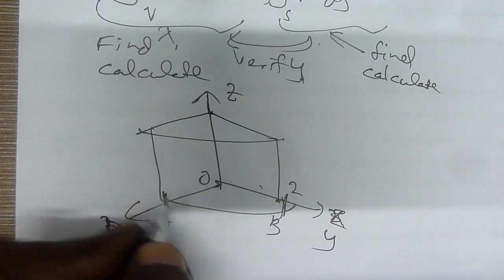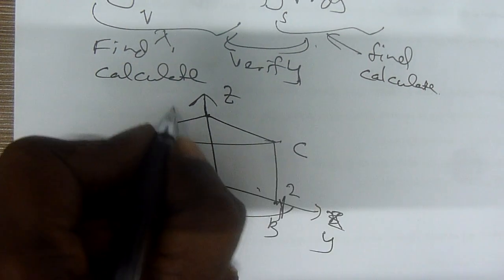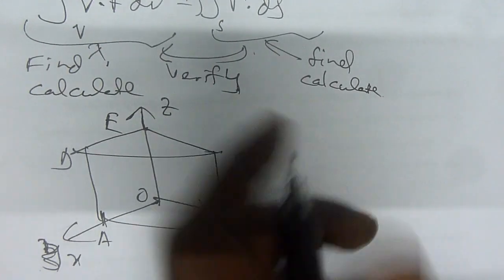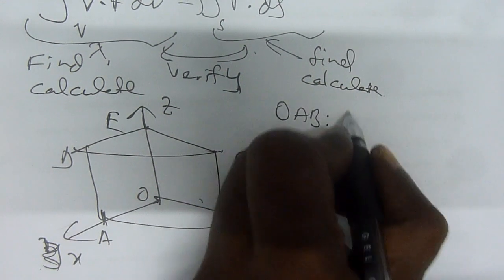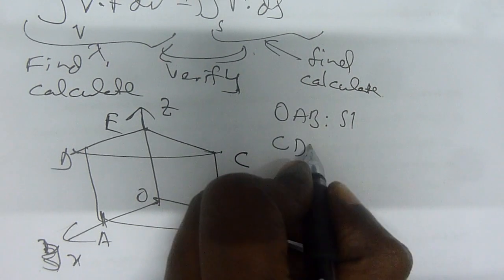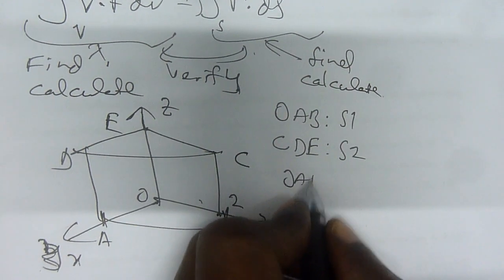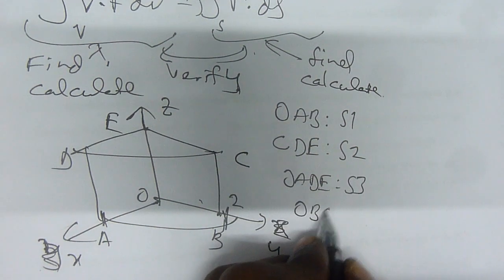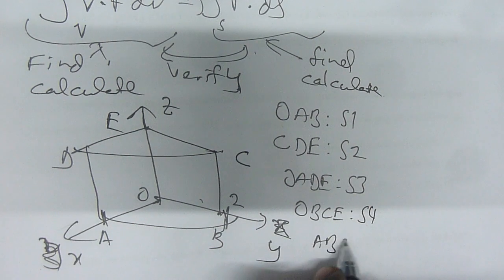Okay, in case D, C, E. Okay, how do we label these? OAB is surface 1, CDE we call surface 2, OADE we call surface 3, OBCE we call surface 4, ABCD we call surface 5.